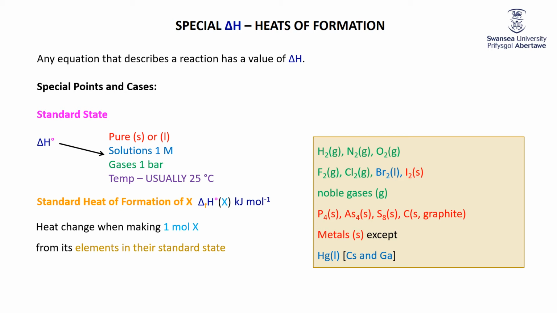Phosphorus, P4, arsenic, As4, sulfur, S8, and carbon, which of course could be graphite, could be diamond, could be buckyballs, and so on. We say that carbon's standard state is graphite. All metals are solids, except of course for mercury, which is a liquid in its standard state. And if you define your standard state a smidge higher than 25 degrees Celsius, cesium and gallium, which have very low melting points, might also be liquid at that point. Really important that you know what those standard states of the elements are.